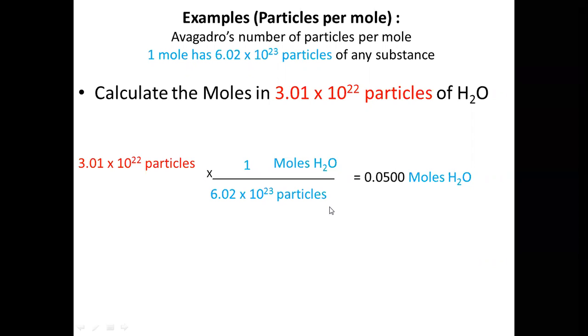All right, so those are 3 more styles of the mole map problems that we have talked about.